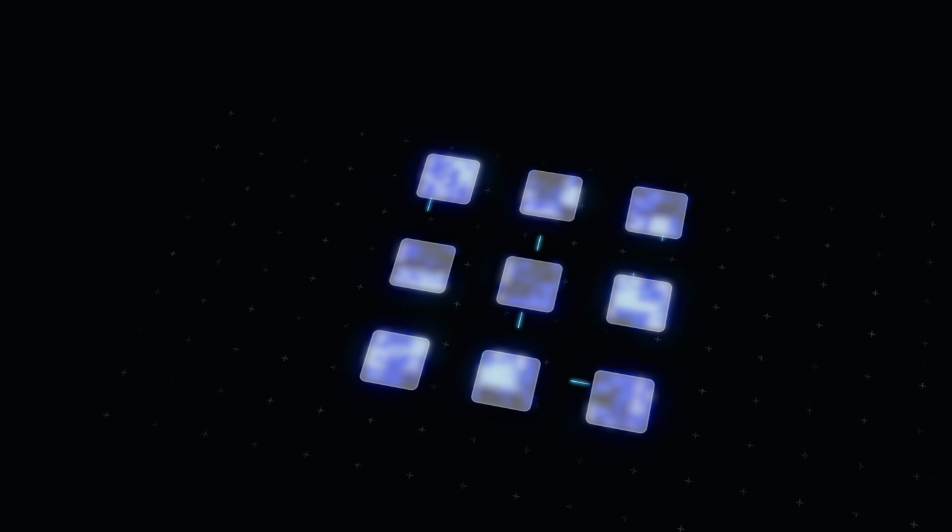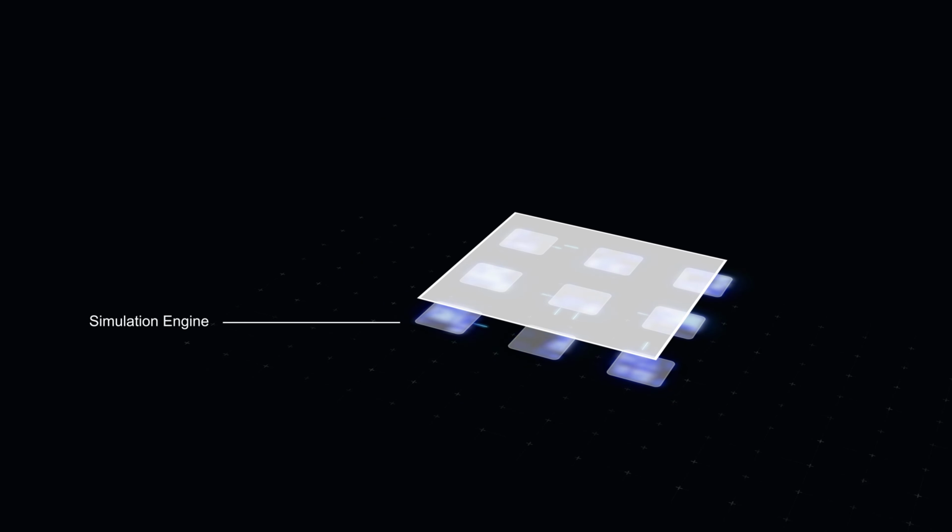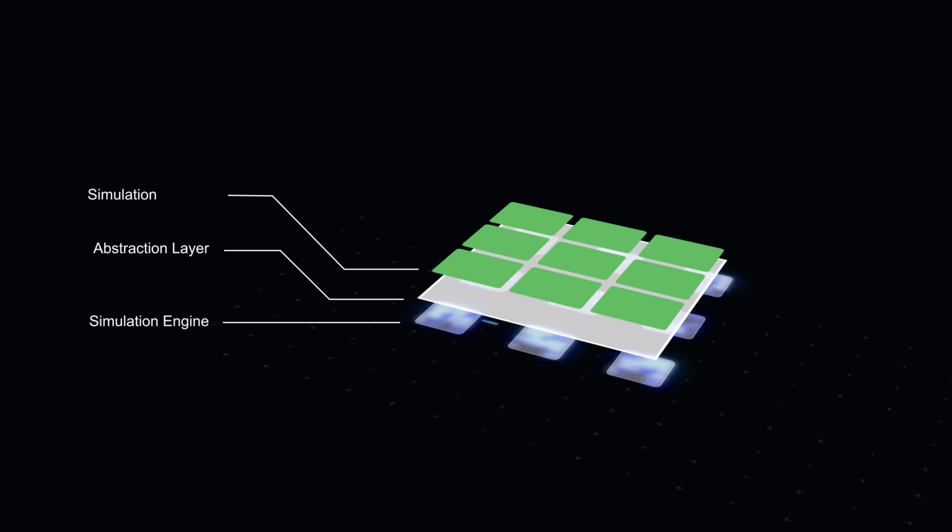The way Flux does this is by using a simulation engine with an abstraction layer on top of it. This allows simulation models to be built on top of that by someone without a PhD. That being said, Flux is currently in beta, so models are still being developed. Currently, there are 12 primitives that we can use to simulate a wide variety of circuits.